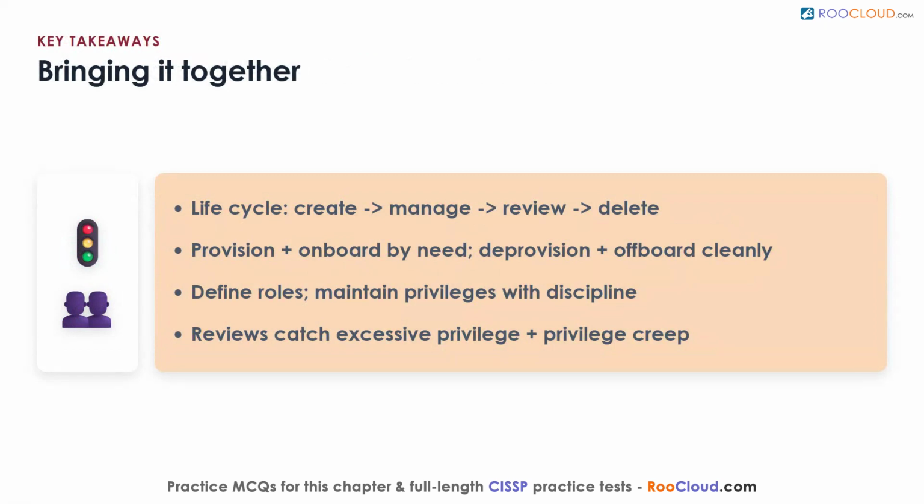So let's bring it together. The provisioning lifecycle runs from creating an account, through managing and reviewing it, to deleting it. You provision and onboard by proving identity and granting just the right access. And you deprovision and offboard by disabling accounts, recovering hardware, and cutting benefits. You define roles carefully, maintain privileges with discipline, and run access reviews to catch excessive privilege and privilege creep. Handle this lifecycle well, and access stays aligned with need from a person's first day to their last.